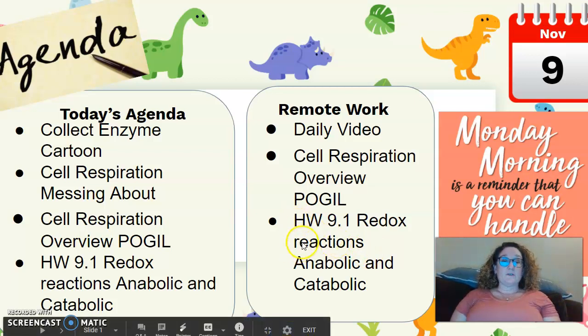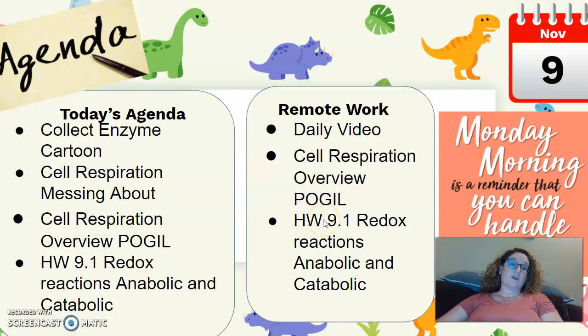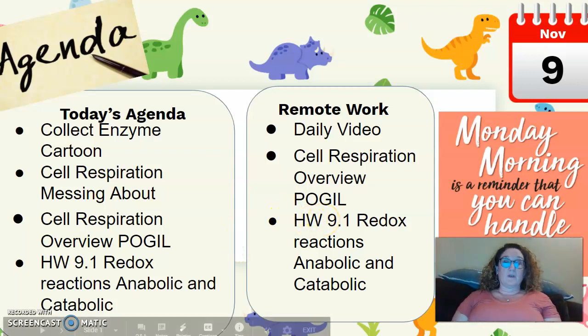The other thing you're doing is there is a homework. It's 9.1. It's on redox reactions, looking at anabolic and catabolic reactions. So make sure that you're taking a look at those.